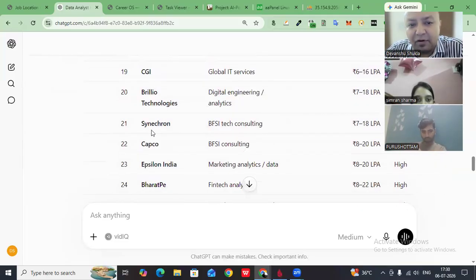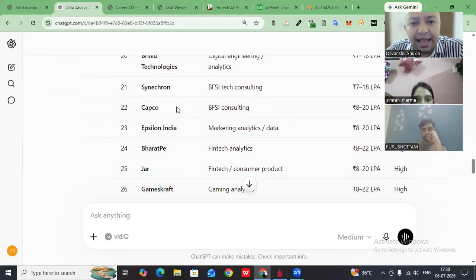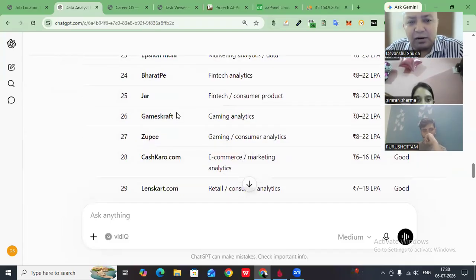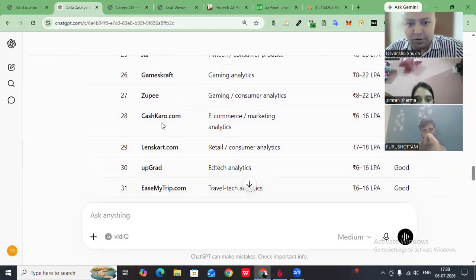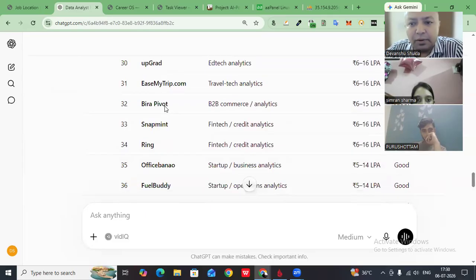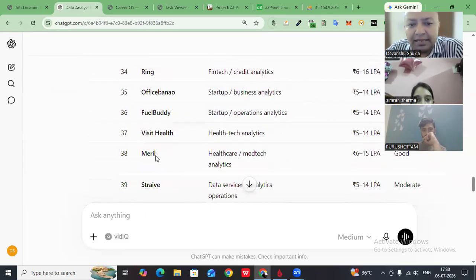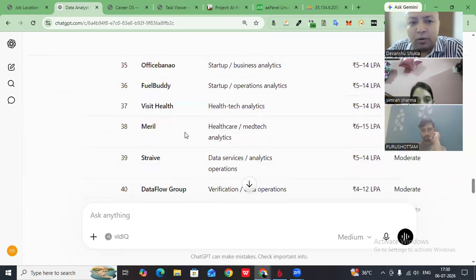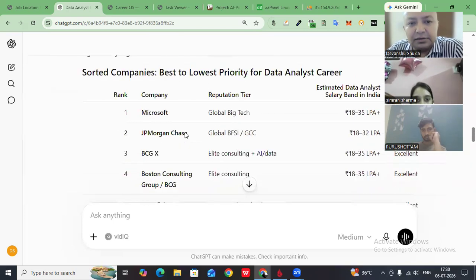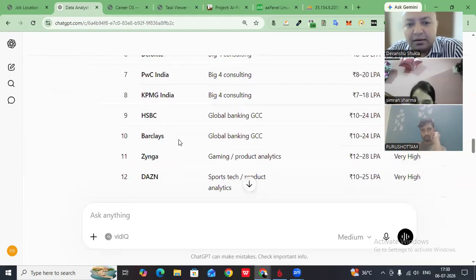Then there are n number of organizations. Synechron, BFSI Tech Consulting. Then Capcom, Epsilon India, Bharat Pay. There are a lot of organizations, and there are many startups also which are available. But eventually, it is better to get started and work with the top 10 organizations. So I will share this list with you, and you just make a clear list that I would be working with either of these organizations. I have to prepare myself, and my project should be around these organizations.